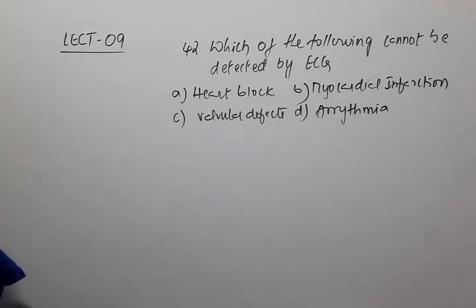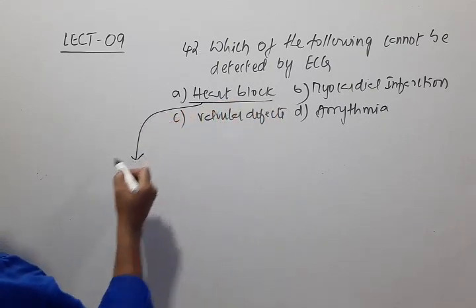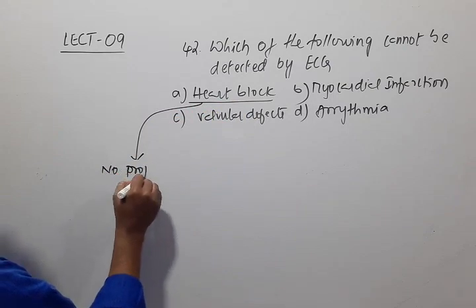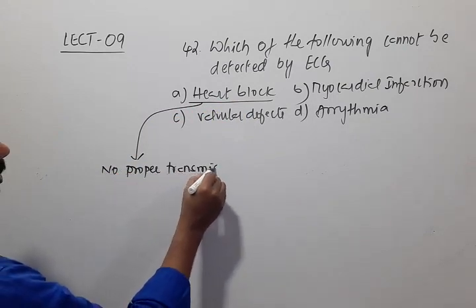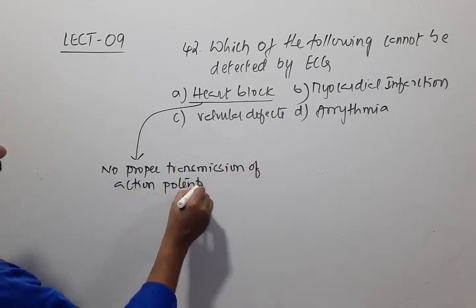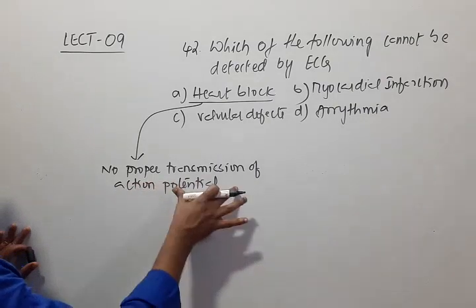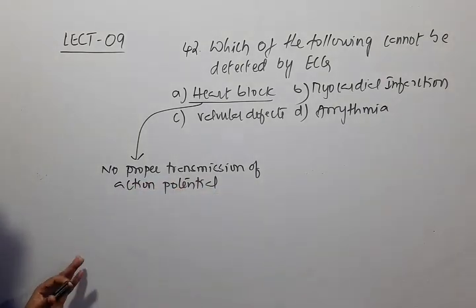So we have options: a heart block, myocardial infarction, that is heart attack, valvular defects, and arrhythmia. So here heart block means there is no proper transmission of action potentials from the SA node to the AV node, or from the AV node to other parts. Here I particularly talk about between the SA node and the AV node.